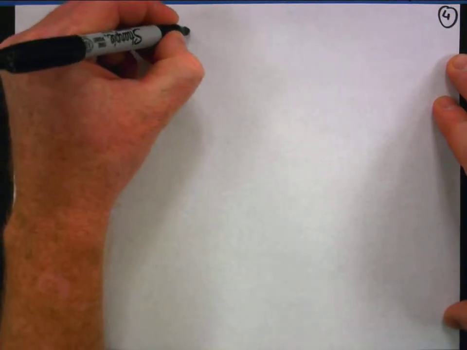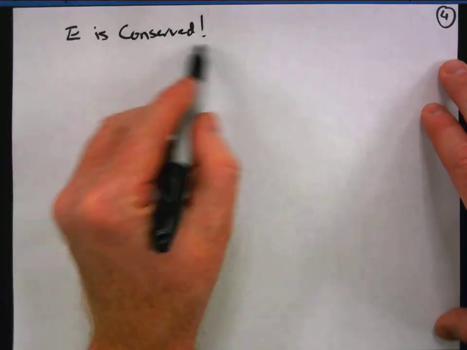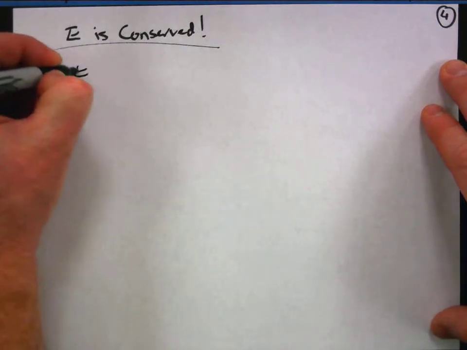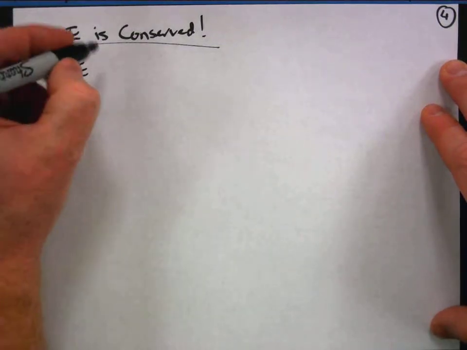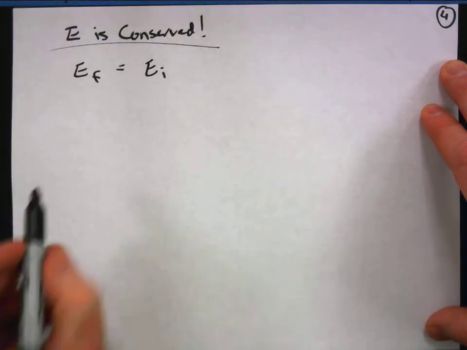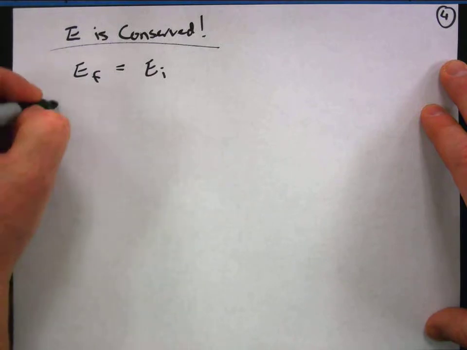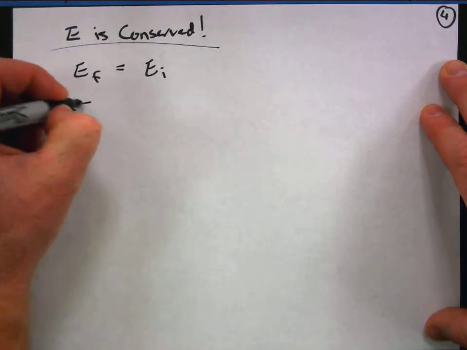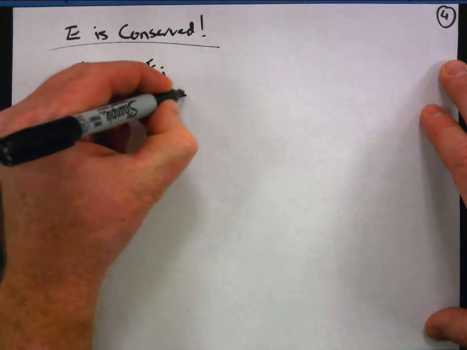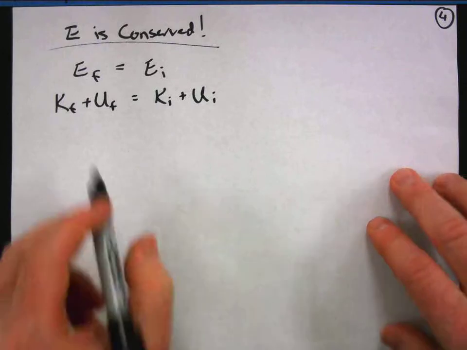And that is huge. This is such a big deal that we can do this. So I'm just simply going to say my final energy is going to equal my initial energy. It's constant. So I can break this down. This final is my final kinetic plus my final potential, and this is my initial kinetic plus my initial potential. And I know expressions for each one of these components here.